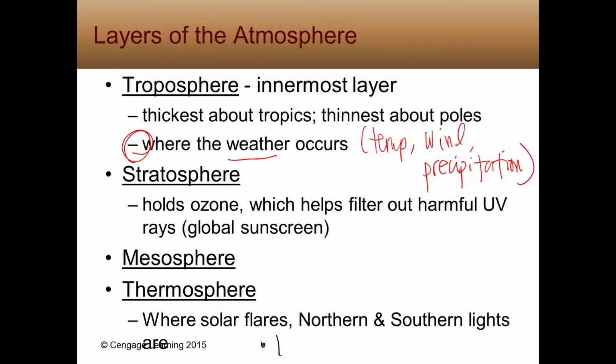I do want you to add exosphere. Exo means out or exit. As a last layer, all you really have to know is that it is last. All right, so that should have answered number 2.